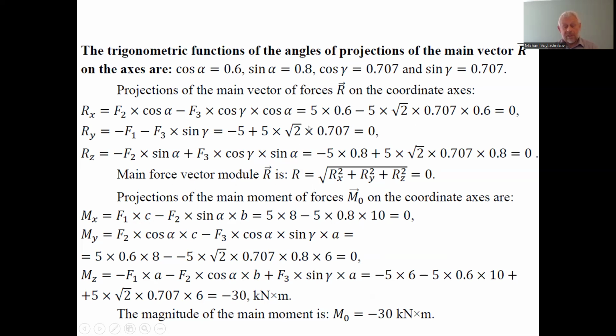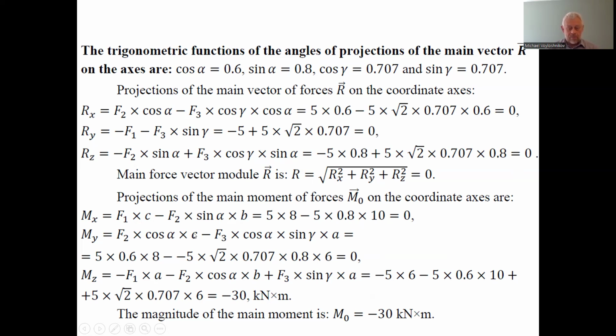So next, as all projections are zero, we can find the main force vector after substituting the value of each component in the calculations. We can find that all projections are zero. It's not important, zero what? Kilonewton or another unit of force, just a zero. So the resultant is 0 too.